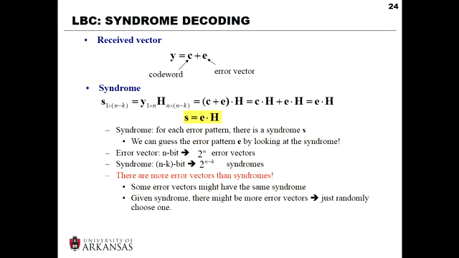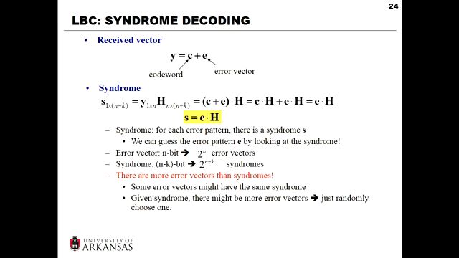Which means if we have 2 error vectors, it's possible that they give exactly the same syndrome. For example, you have a runny nose: it could be because you caught a cold, or it could be you got a fever. Those are 2 different things, but they might give you the same syndrome. So just by looking at the syndrome, we might not be able to uniquely identify the error pattern. Some error vectors might have the same syndrome, and given a syndrome, there might be more than one error vector.